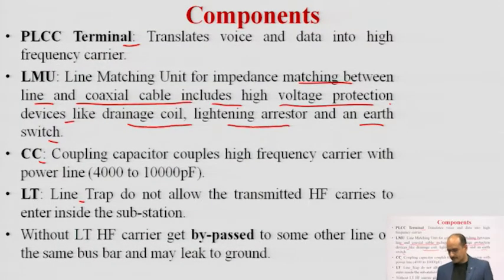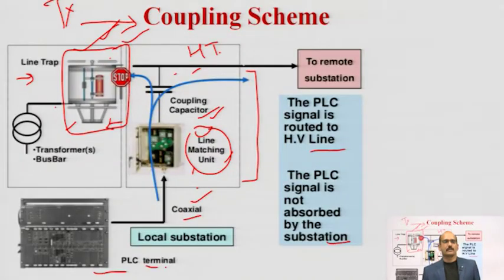Then, without the LT, the high frequency carrier gets bypassed to some other line on the same bus bar and may leak to ground. It means if any kind of leakage structure is there, and that high frequency signal goes there, then that signal is going to go to earth through this leakage bus bar.